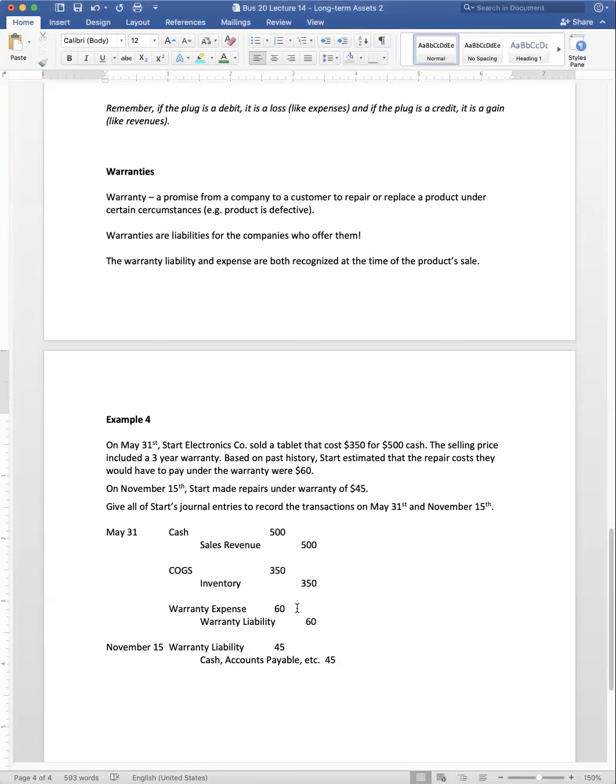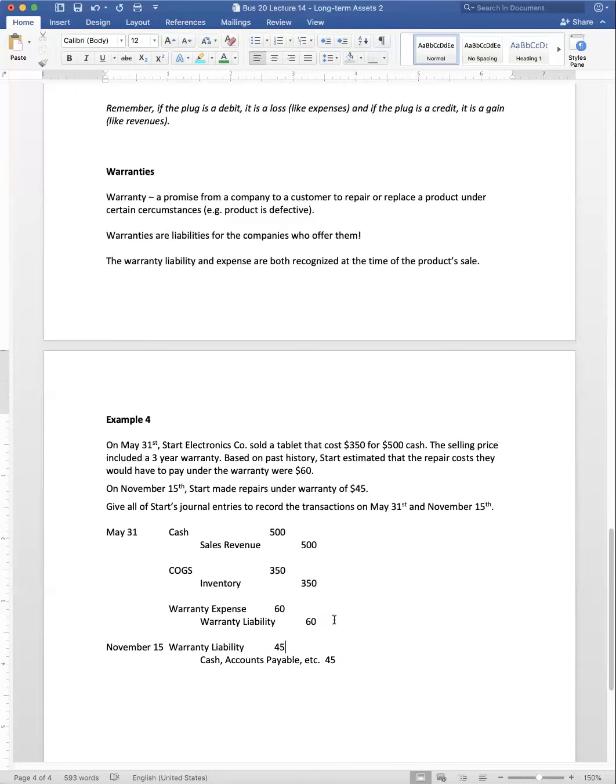Now notice the warranty liability was set up for $60, but we only used $45 for repairs. What about the extra $15? What happens to that? All right, well, I have 2 answers for that. First answer is it's a 3-year warranty. We still have a long time to go, another 2.5 years. So there may be more repairs on this particular product. But let's say there aren't. Right? Why is there a difference? And is that a problem?